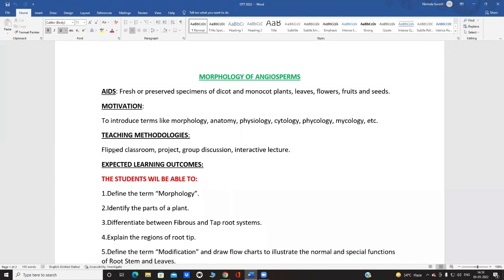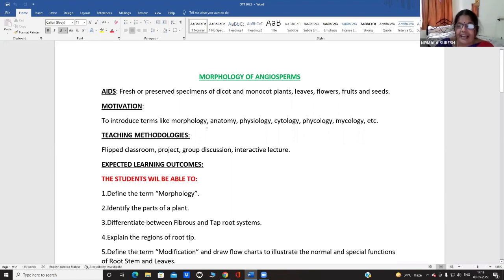Specimen, real specimen we can take, ma'am. Real specimen, that's exactly it. Leaves for phyllotaxy, I will take, ma'am. Good. I've written fresh or preserved specimens. Suppose we don't get a fresh specimen, we can use preserved specimens of dicot and monocot plants: different types of leaves, different types of flowers, fruits, and seeds.